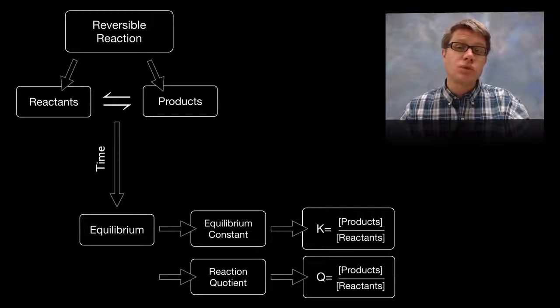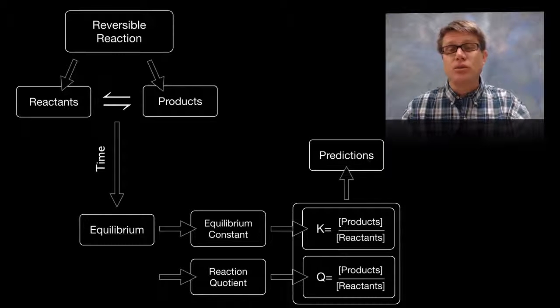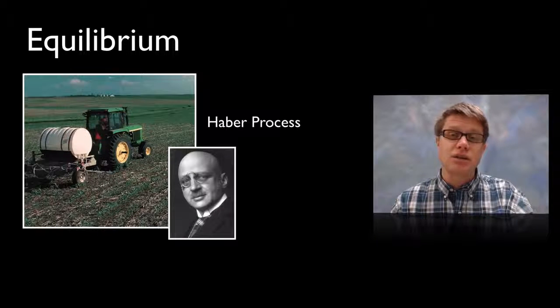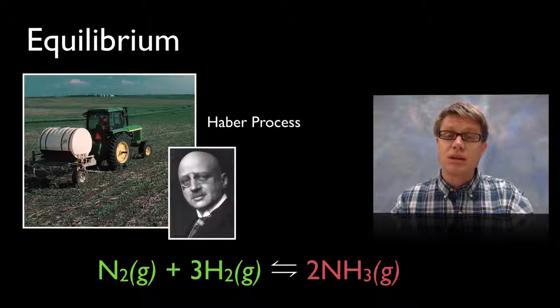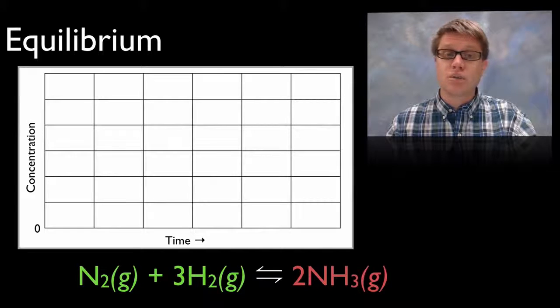And so what we can do is compare our Q and K values, and we can make predictions about what's going to happen in this reaction. An example that I'll use throughout this is the Haber process. That's that process by which we can make ammonia. So we're taking nitrogen and hydrogen gas, converting that together, and we're making ammonia. And so it's a reversible reaction.